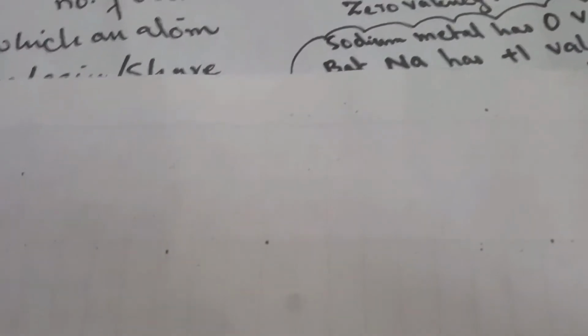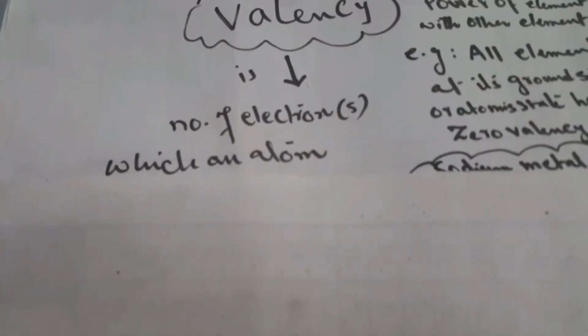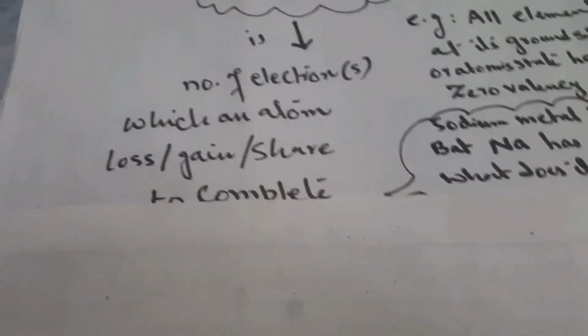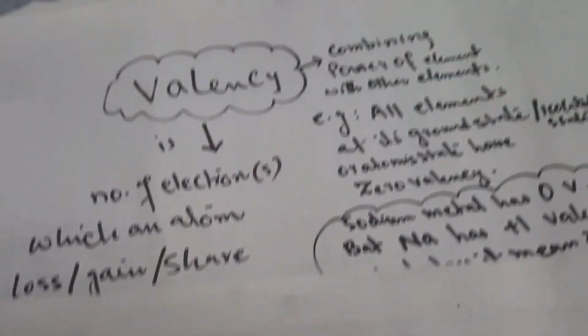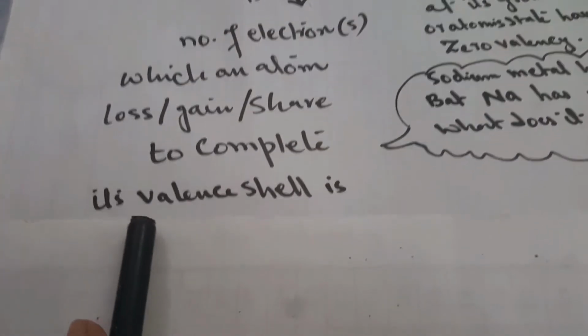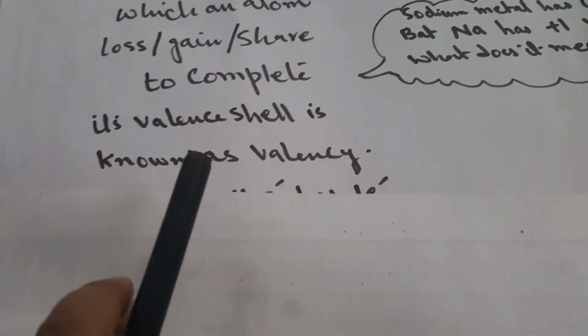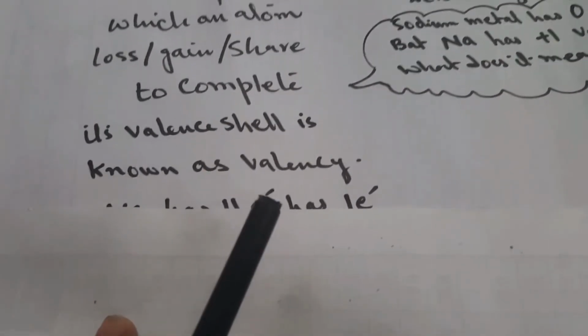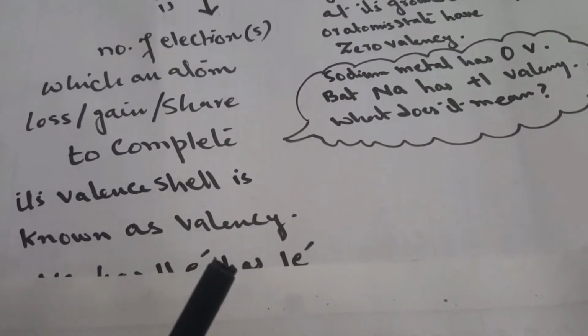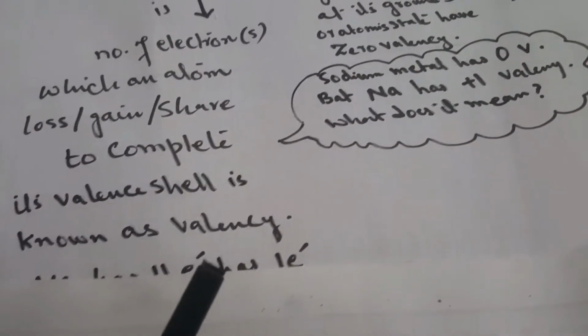That query needs some unwrapped definitions, so I'll share with you some. Valency is the number of electrons which an atom loses, gains or shares, we can say anything, right? To complete its outermost shell or valence shell, it is known as valency. So valency is the number of electrons which an atom can lose, gain or share. It depends on the condition.